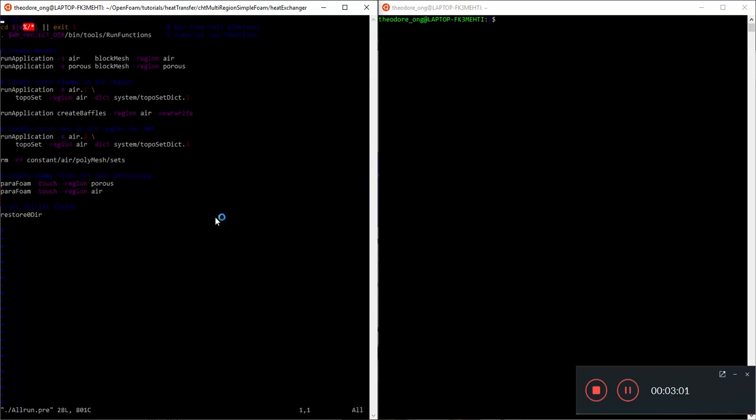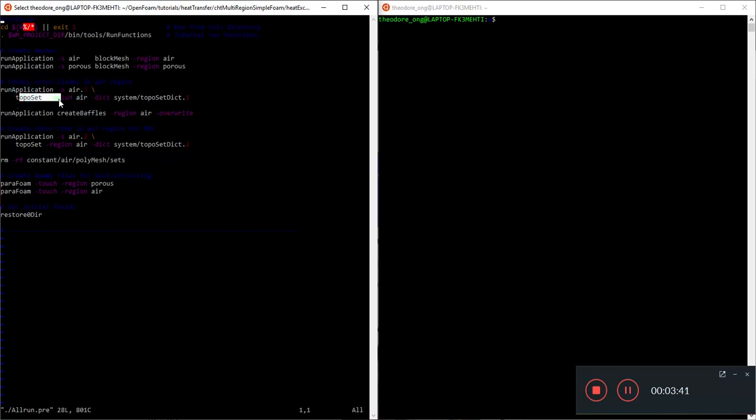Okay, so this is slightly more complicated because it talks about mesh generation and separating the mesh into 2 distinct regions. So there are 2 regions over here. One is the air region, and one is this thing called porous region. Both of them use blockMesh to generate the mesh. So there are several modifiers over here. We can actually run the Allrun-pre to see what the output is like.